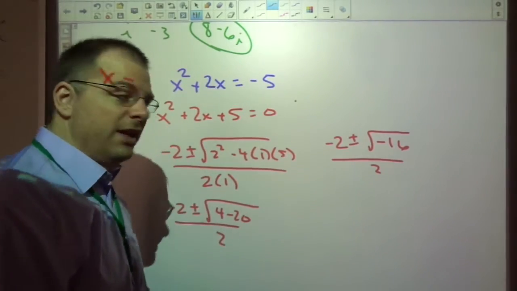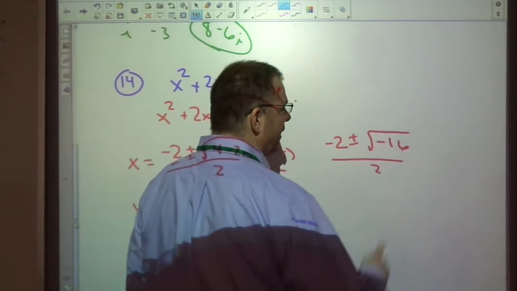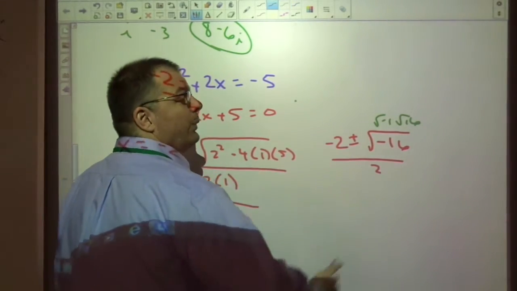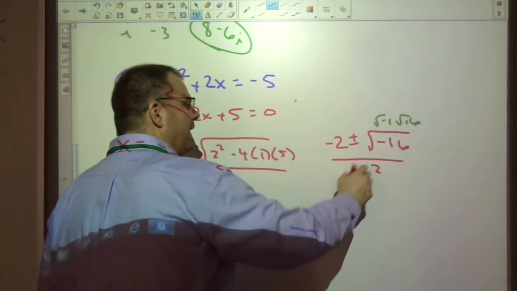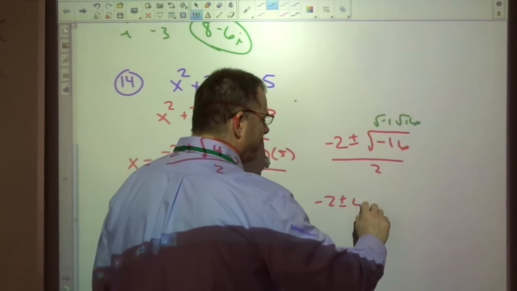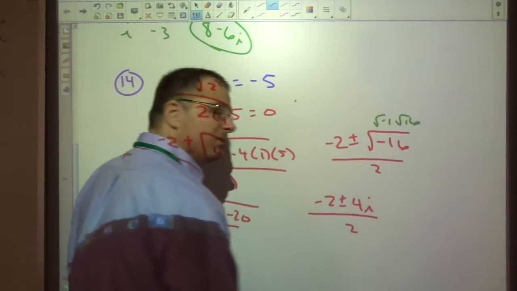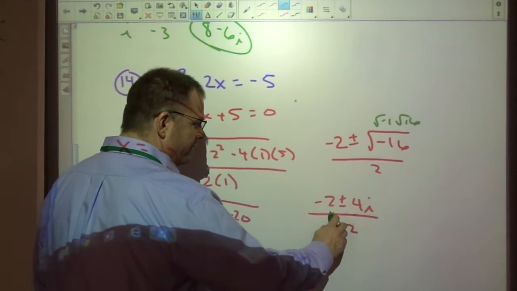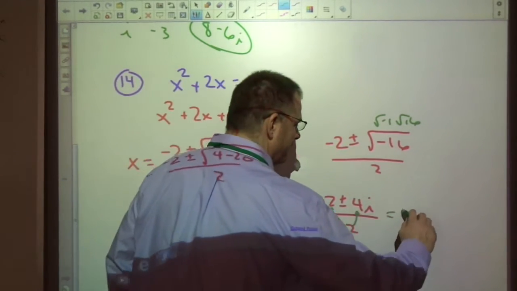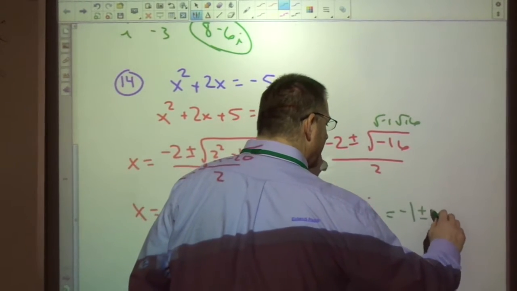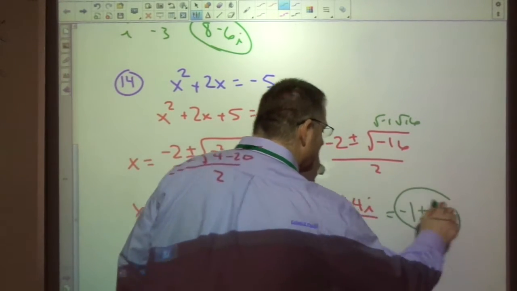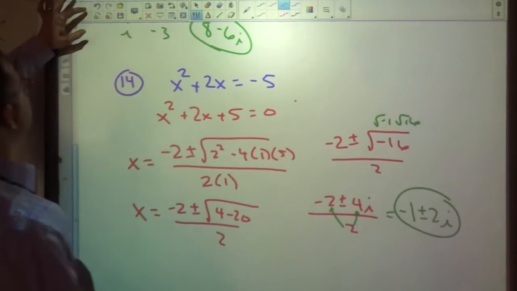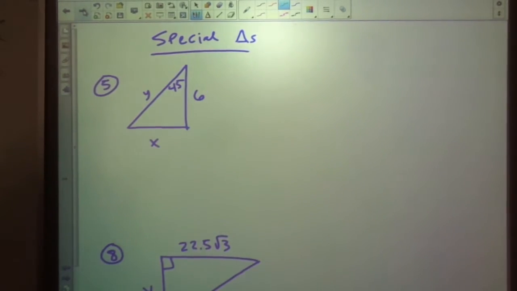Now I know the square root of negative 16, you can split that into negative 1 and positive 16. And I know the square root of 16 is 4, and the square root of negative 1 is i. So we have 4i. And now the last step, these are both even, so I can divide. That gives me negative 1 plus or minus 2i, because I can divide 4 by 2. That's complex numbers.